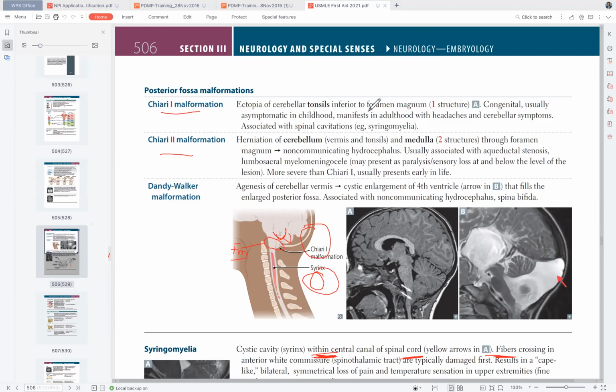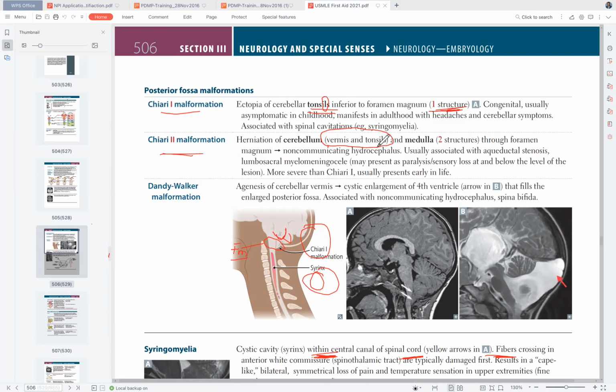So with Chiari 1, they said ectopia of the cerebellar tonsil, right? So it's only one structure, Chiari 1 for one structure, only one structure that is missing. But if you look at Chiari 2, there are two structures that are missing, the vermis and then the tonsil, right? Both of them. So here is only tonsil. If you want to take the I as one, it's just only tonsil. Then here we have vermis and then the tonsil.